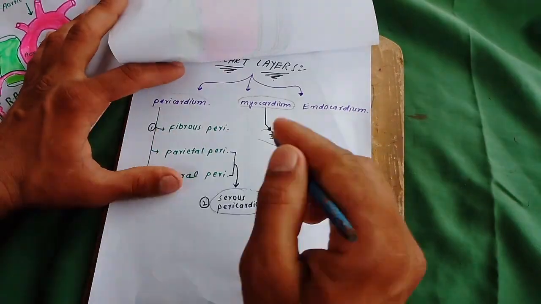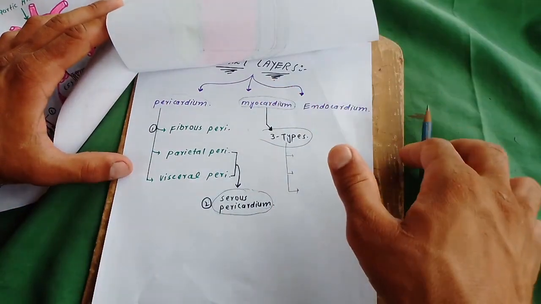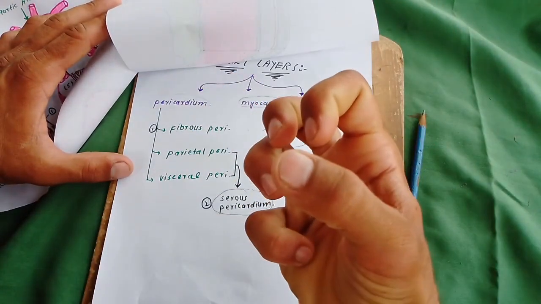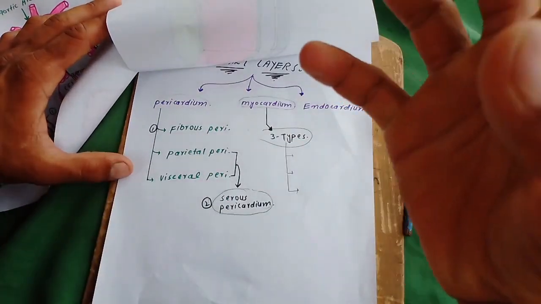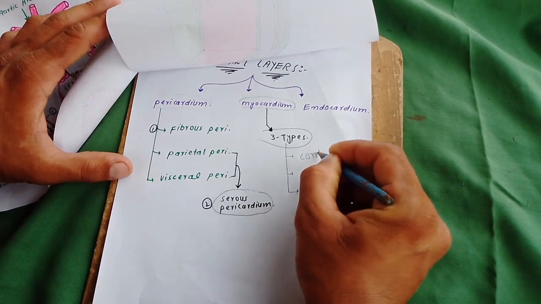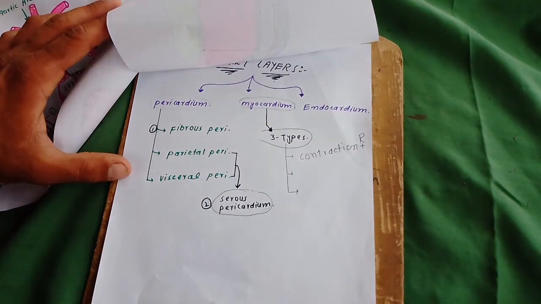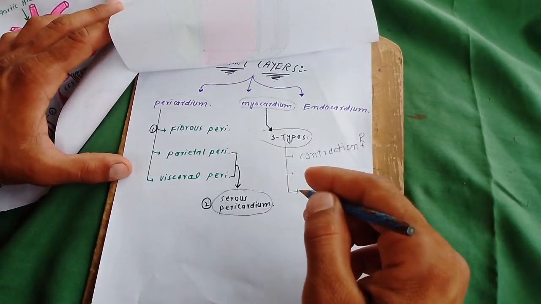One type of myocardial cell is responsible for contraction and relaxation. Thus, it pumps the blood all over the body. So one type is responsible for contraction and relaxation.